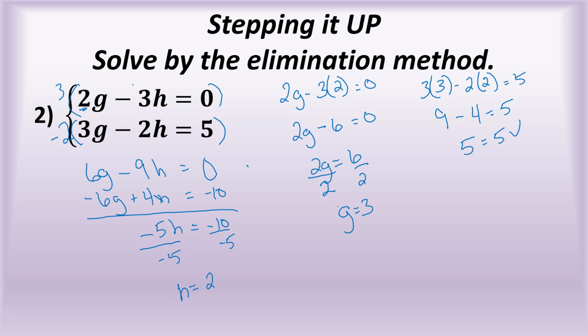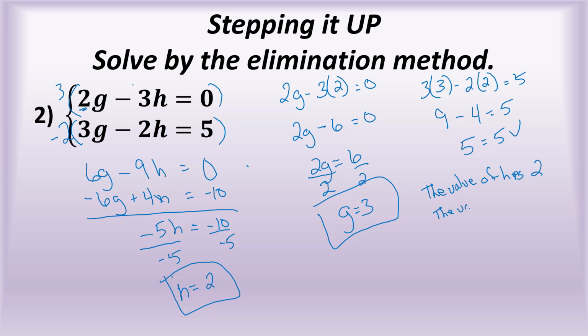We're good to go. We know that these are our values for our solution, but since they are not x's and y's, we're going to write out our solution. The value of h is 2. The value of g is 3.